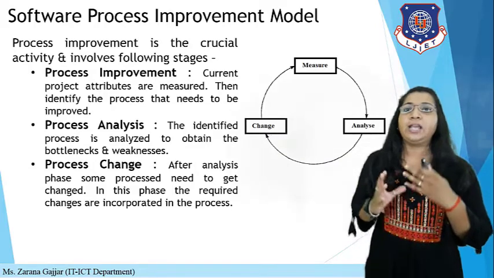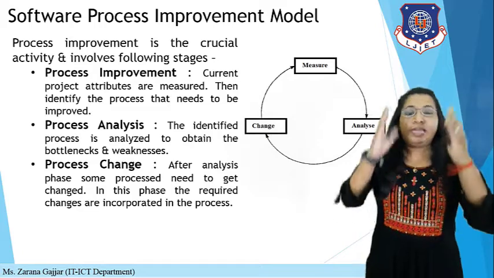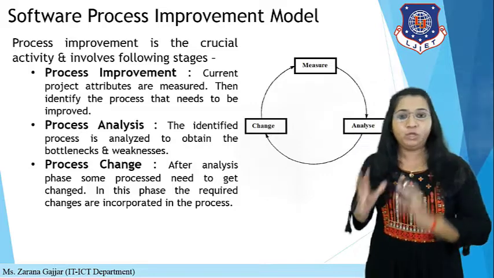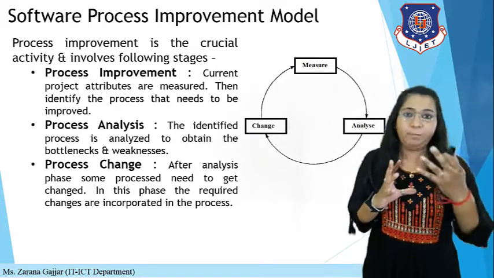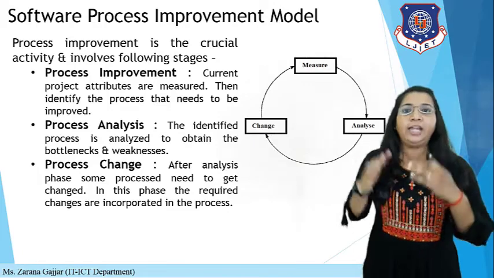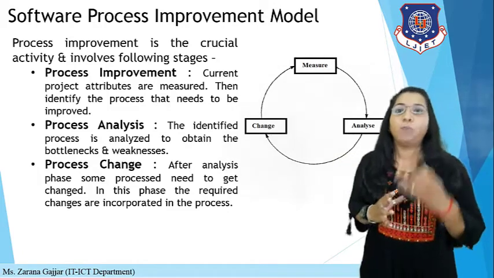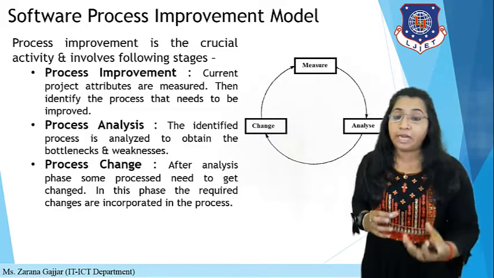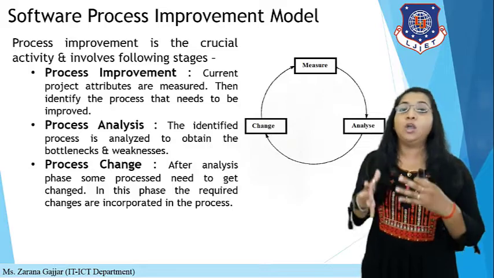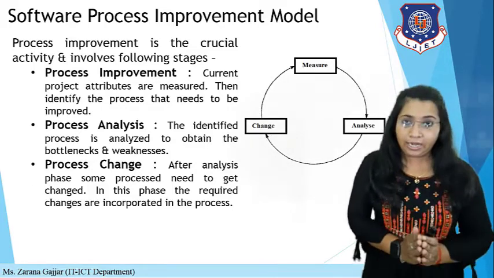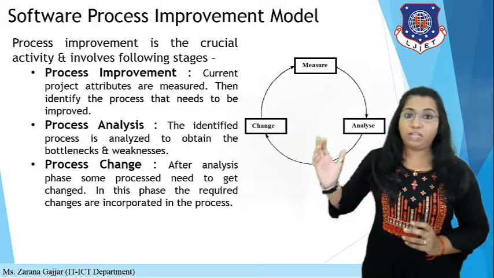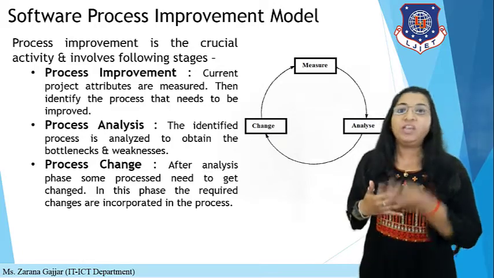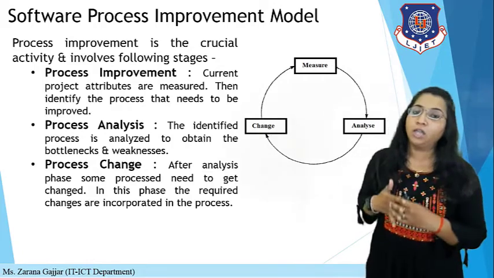Then another stage is process analysis. Okay, so that is in the measure: you have to measure all the things, which attributes are there and which have to be improved. Then next is the analysis: the identified process is analyzed to obtain the bottlenecks and weaknesses. If you want to update something, the advantages, disadvantages, drawbacks and weaknesses are all analyzed in the process analysis. And the last is process change. After the analysis phase, some processes need to be changed, and in this phase the required changes are incorporated in the process.